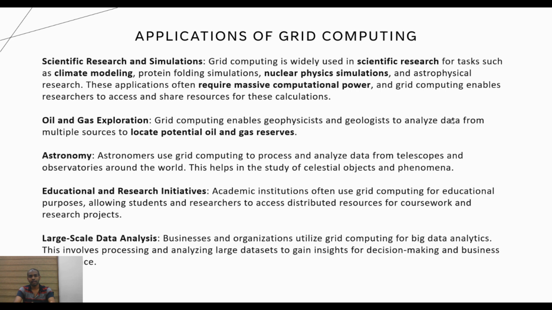Another thing is oil and gas. It enables geophysicists and geologists to analyze data from multiple sources to look at potential oil and gas reserves. Astronomy, as I've said before, and educational research institutions, like universities and academic institutions, they can collaborate, allowing their students and researchers to access these distributed resources. Also, large scale data analysis. Big businesses, MNCs around the world, can process and analyze large data sets and gain insights for their decision making processes.